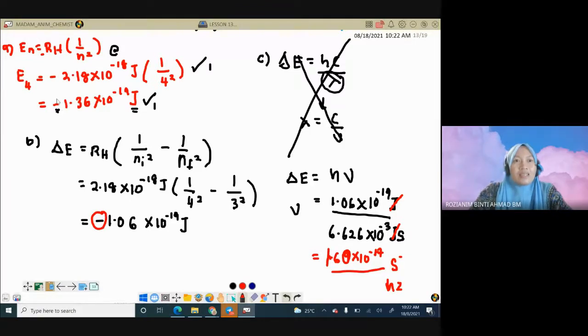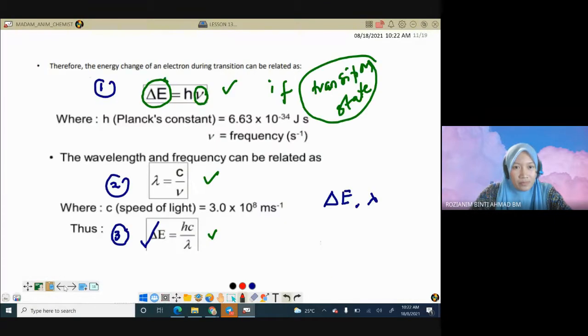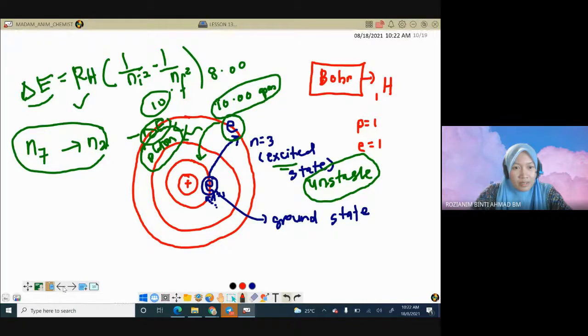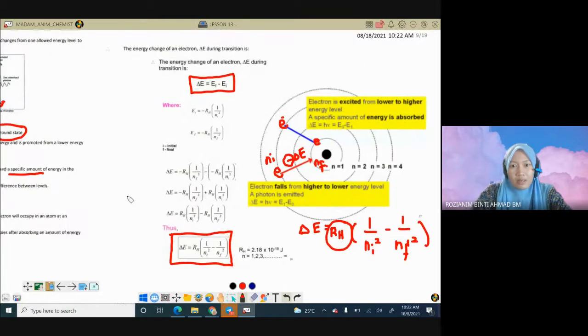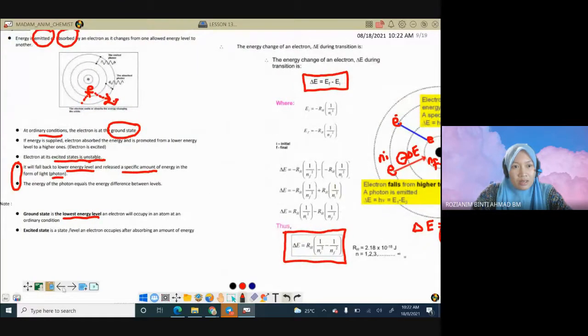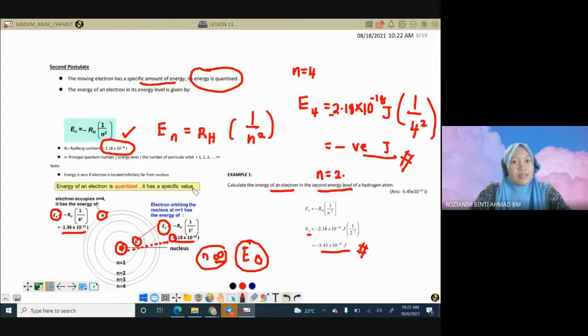Okay, sebabnya postulat nombor 2. Postulat nombor 2 kata when electron moving on its orbits, energy is quantized. Okay, ni statement dia. Second postulate kata energy is quantized. So maksudnya sekarang, kenapa kena letak negatif? Negatif dalam formula ini merujuk kepada kesan tarikan elektron tersebut dengan nukleus.